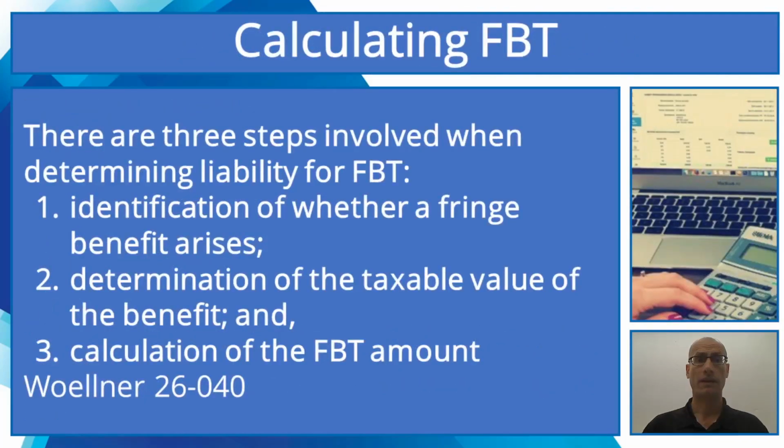So how do we calculate FBT? It's really just a 3-step process. It's pretty straightforward. It involves first identifying whether or not there actually is a fringe benefit, whether one actually arises in a particular situation. Once you've determined that, you've then got to work out what the taxable value of that particular benefit is, and then we calculate the FBT amount based on that taxable value. So those 3 steps we'll just go through in turn.